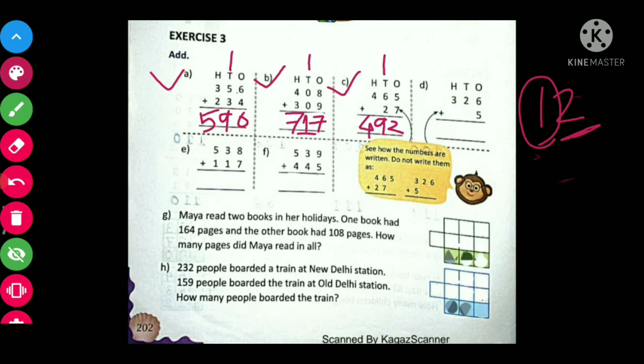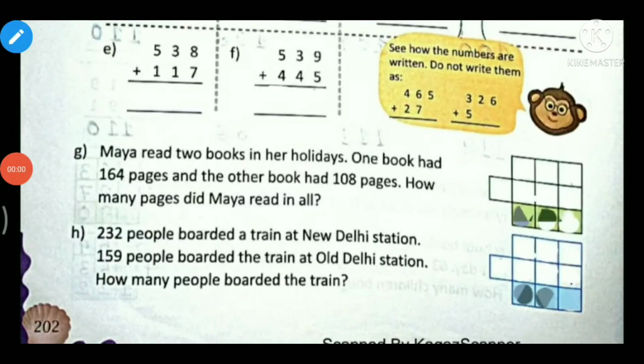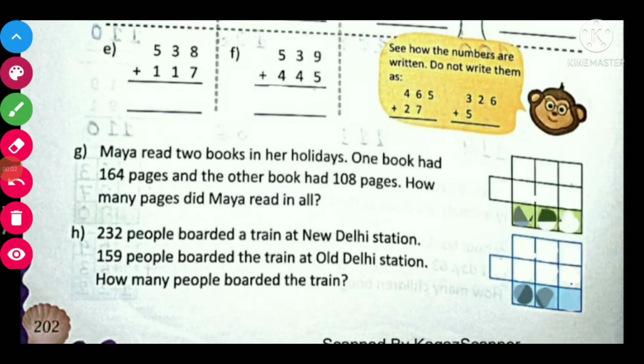Now I think you have understood how to add this 3-digit number with regrouping, right? So you will do D, E and F, these 3, in your classwork copy. Is it clear? I hope you can do this one by yourself.